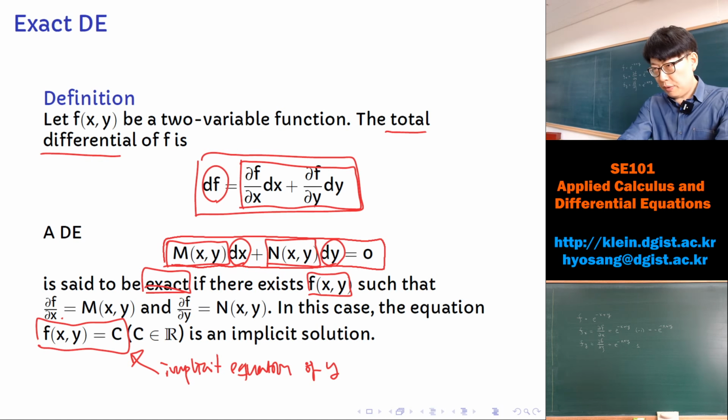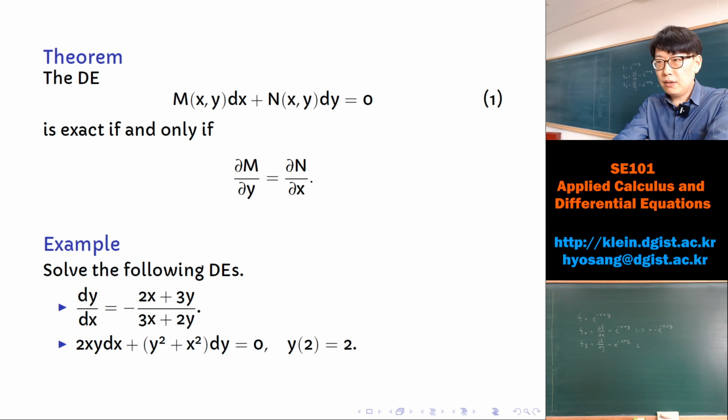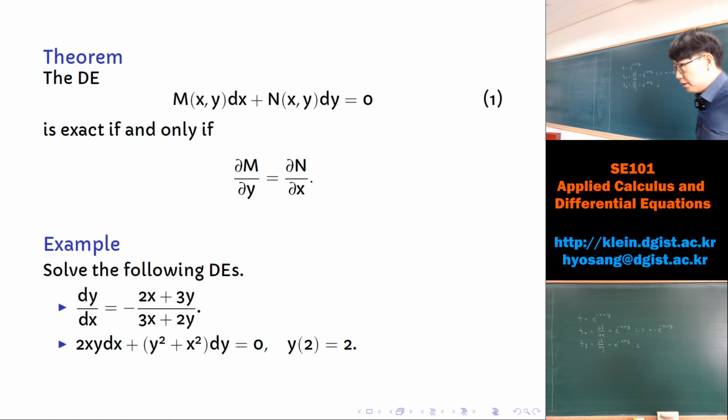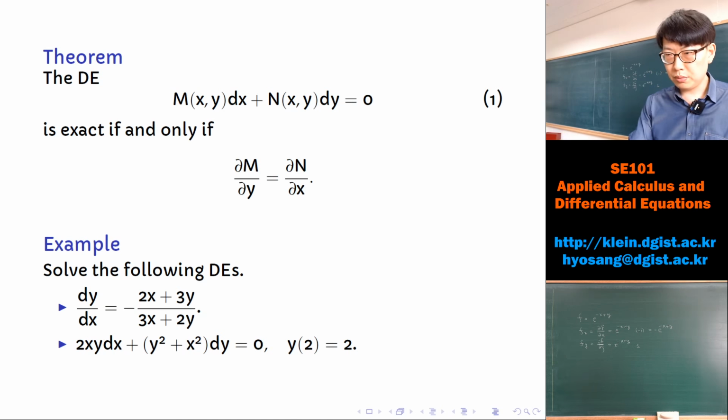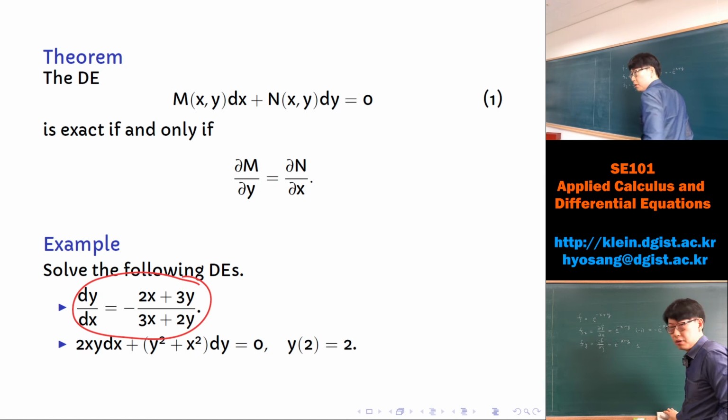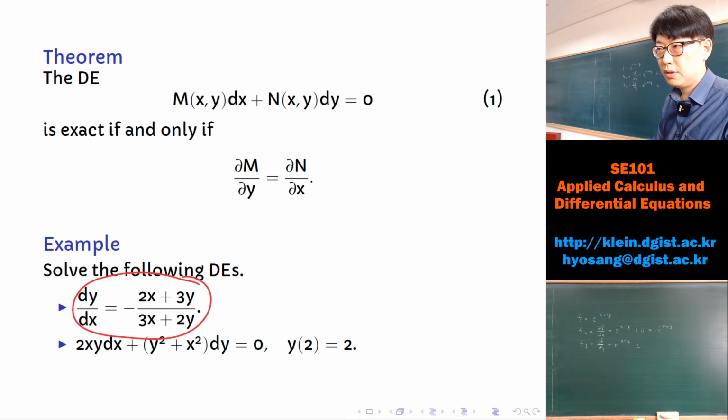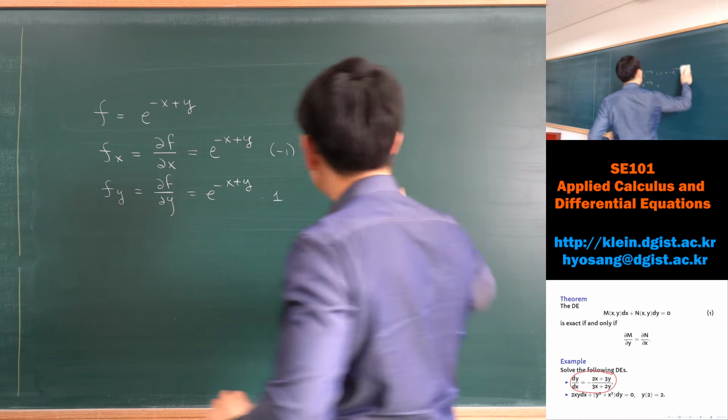At this point, it might be very confusing because you're not familiar with the partial derivative, or you're still not comfortable with this implicit equation. So let me give an example. Let's look at the example below. Suppose that we have a differential equation of this form. Let me write it on the blackboard.